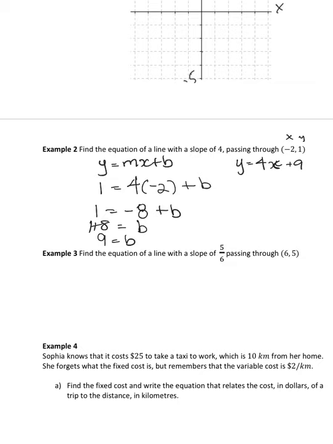All right, last example. So we're going to find an equation of a line with slope 5/6 going through the point 6 and 5. So remember, this is my x value. This is my y value. So again, instead of an m, I'm going to replace that with 5/6. Instead of y, I'm going to replace that with 5 because I'm getting that from here. Instead of x, I'm going to write a 6 and that 5/6, okay?